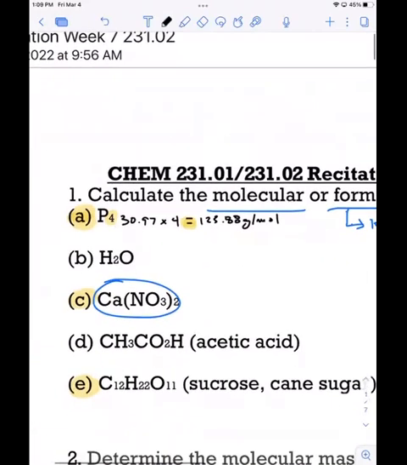So all of these questions are the same. And the reason I started out with these is because a lot of the other questions require you to find the molar mass of a compound. All they're going to give you is the formulas. You've got to find the molar mass.